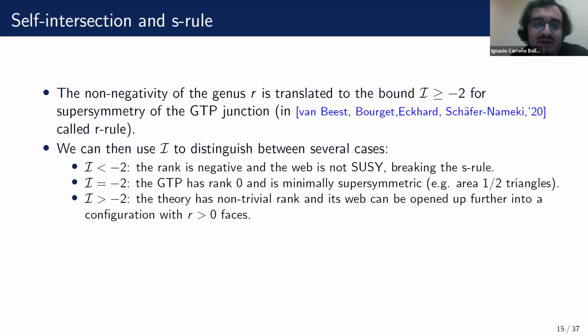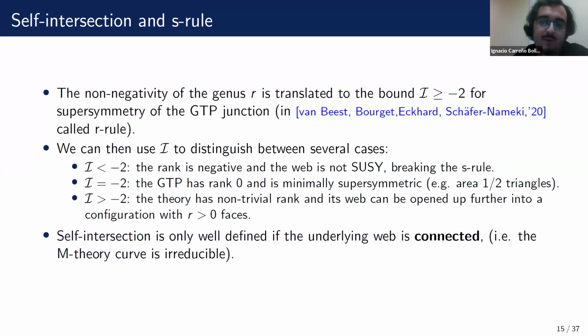And if I is greater than -2, then the theory has non-trivial rank and its web can be further opened up into a configuration with R greater than 0 faces. Now, a word of caution must be said that self-intersection is only well defined if the underlying web is connected.